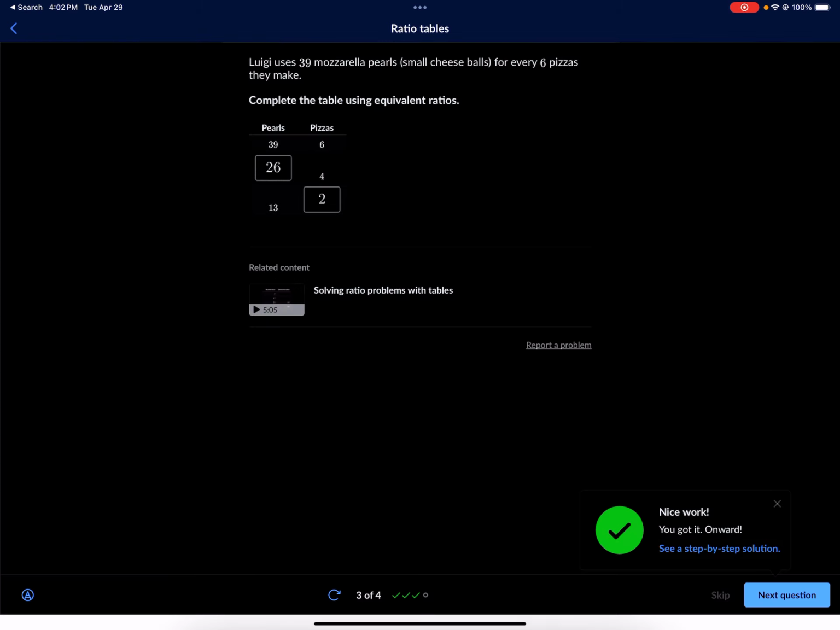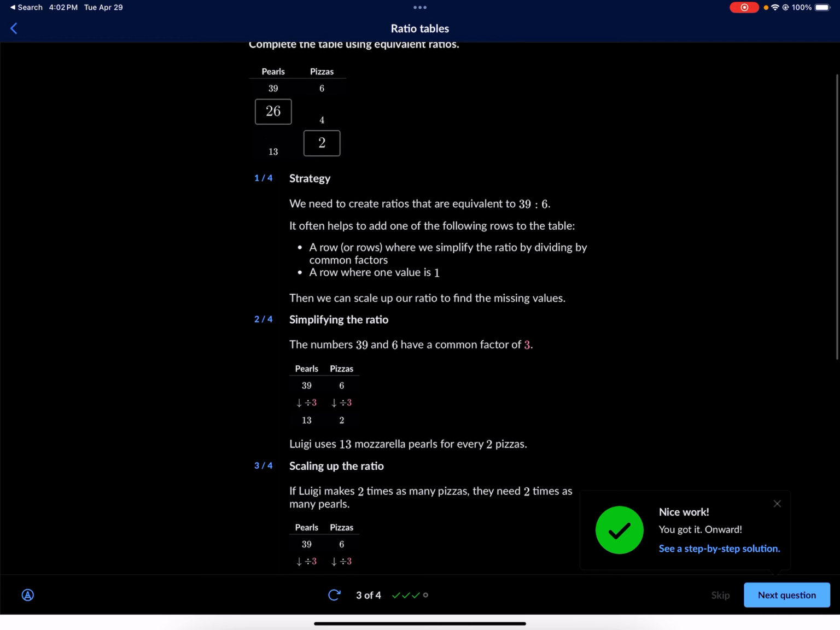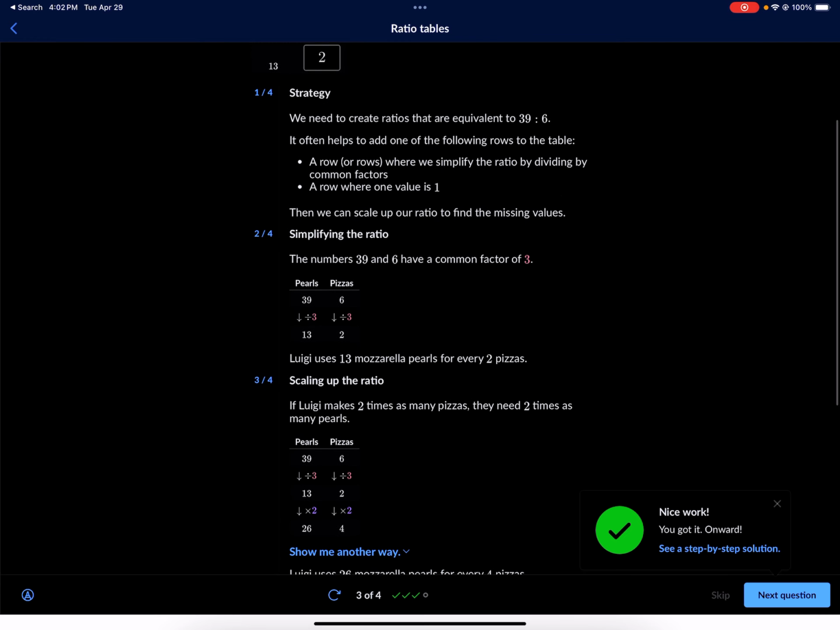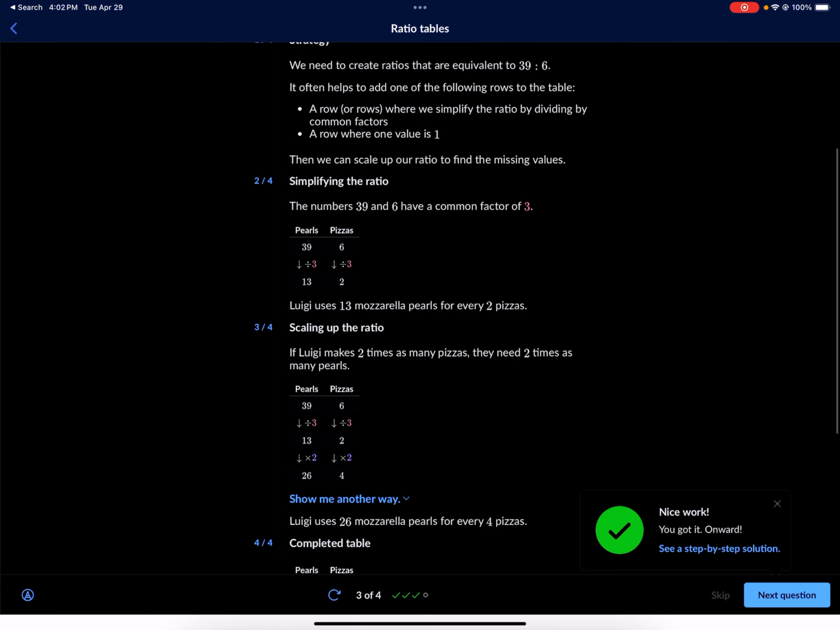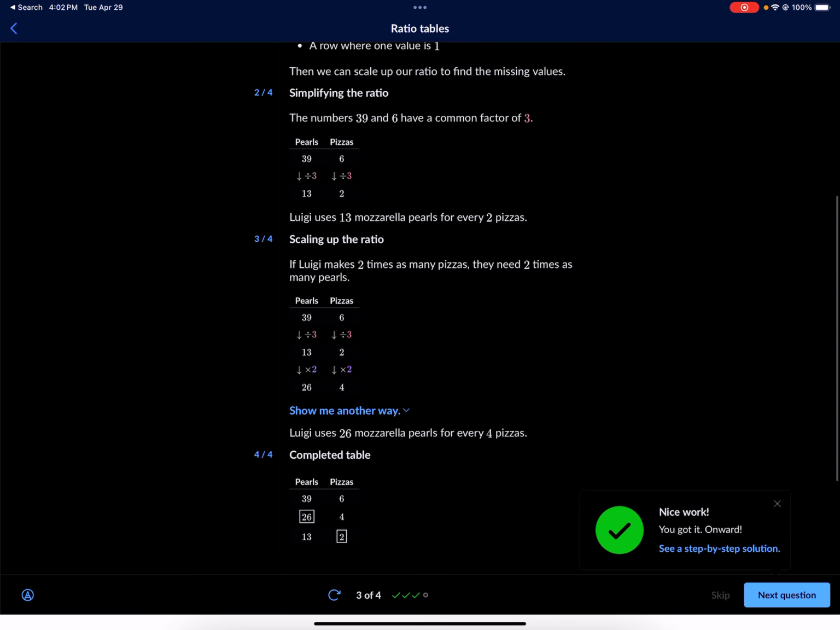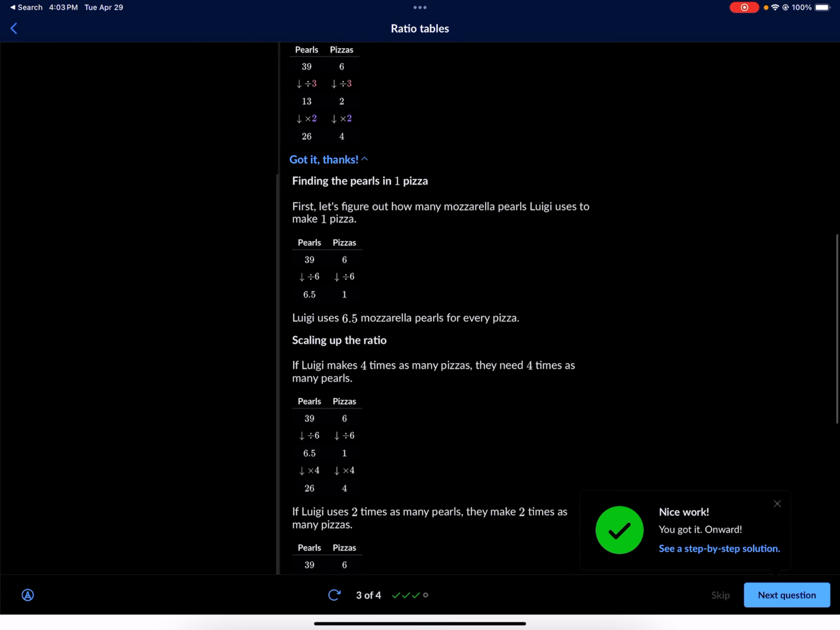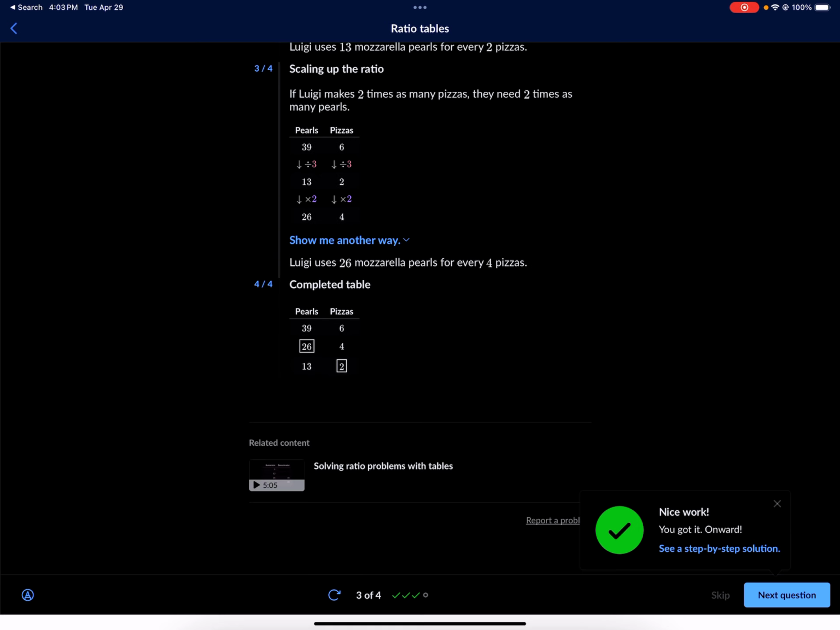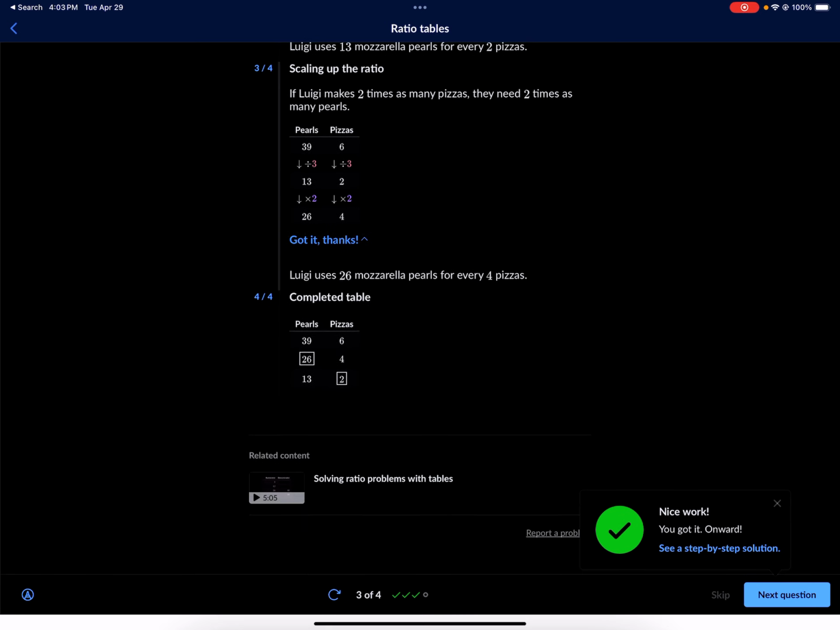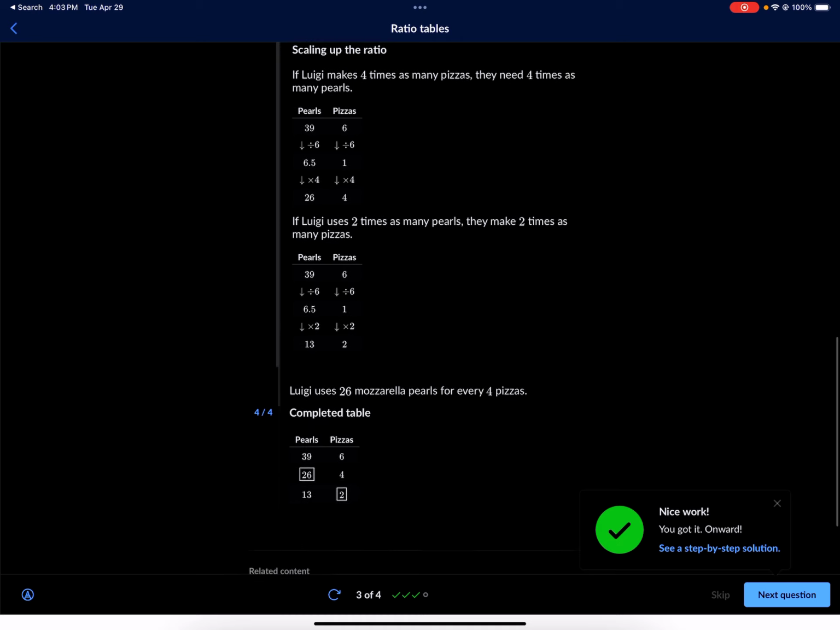So, here's the step-by-step solution. And then you divide by 3, and then you multiply by 2, just as we did. Here's another way, but I don't think it's necessary because we already did this way, which is a lot easier. But if you really want to see it, then here it is.